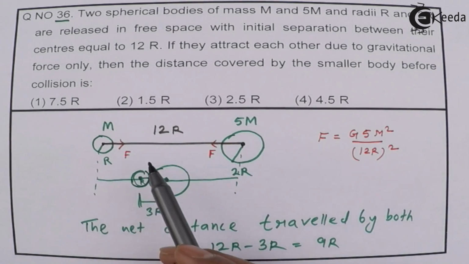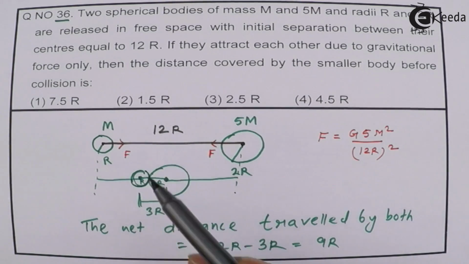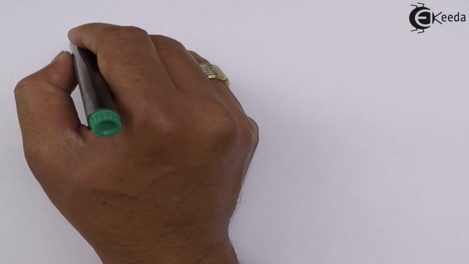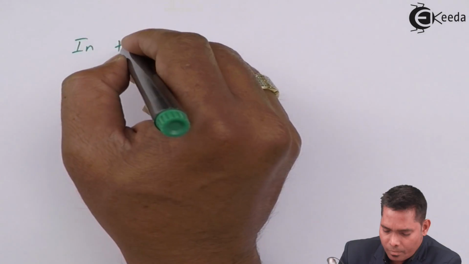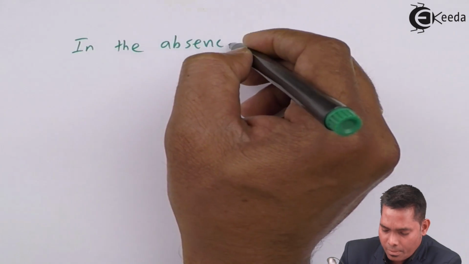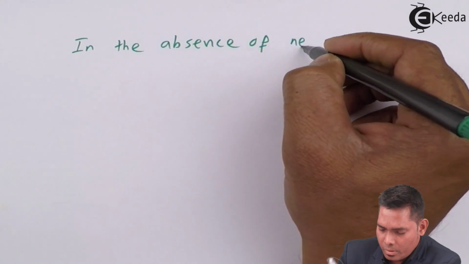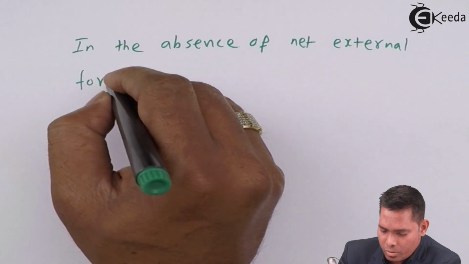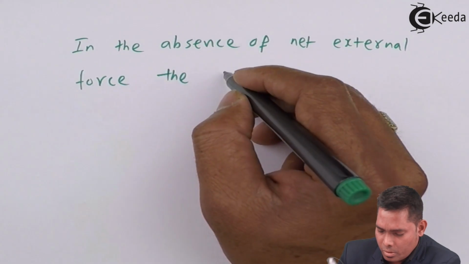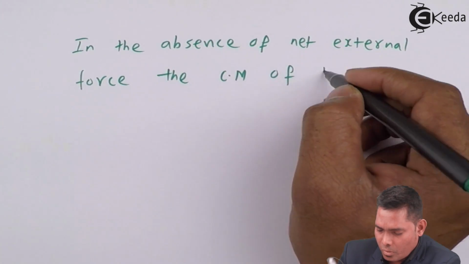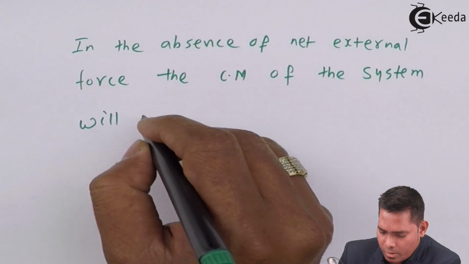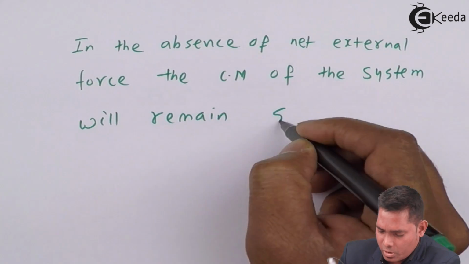Then out of this 9R, because the center of mass will remain at rest in the absence of net external force, the center of mass of the system will remain at rest in the absence of net external force. The center of mass of the system will remain stationary.